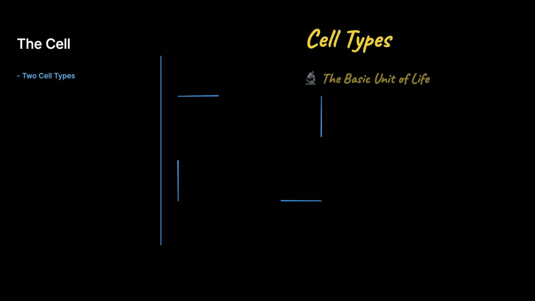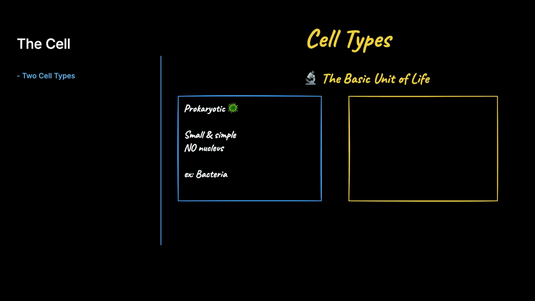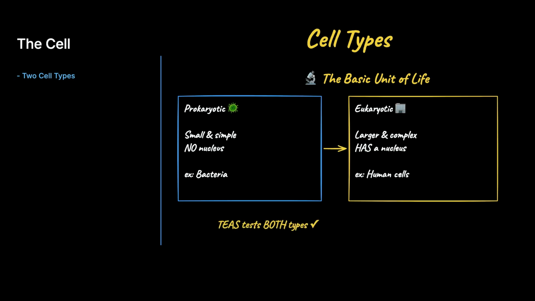Let us start with the cell, the basic unit of life. Every living thing is made of cells, from single bacteria to the trillions that build a human body. The TEAS wants 2 broad types. Prokaryotic cells, like bacteria, are small and simple with no nucleus. Eukaryotic cells, like ours, are larger and packed with compartments.